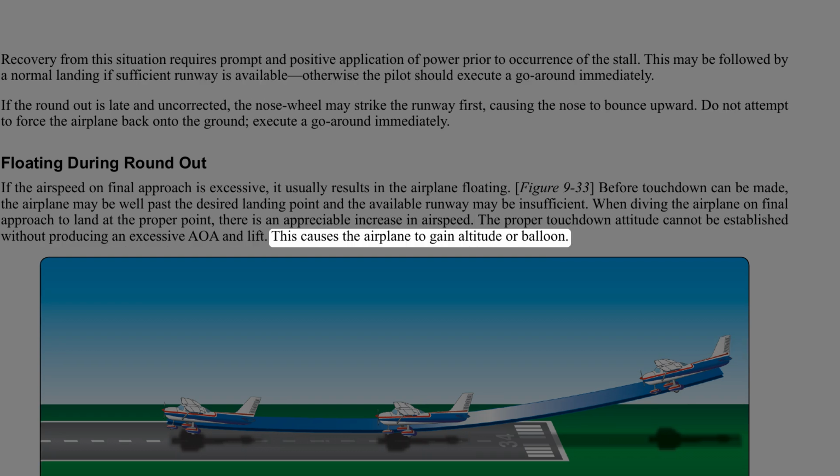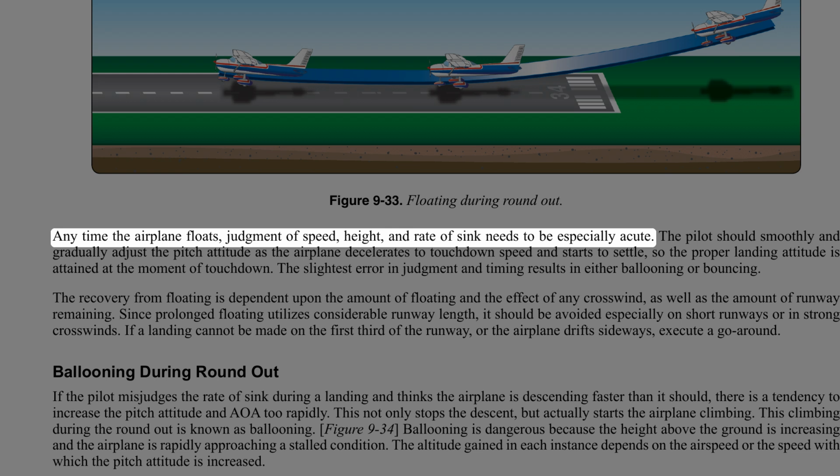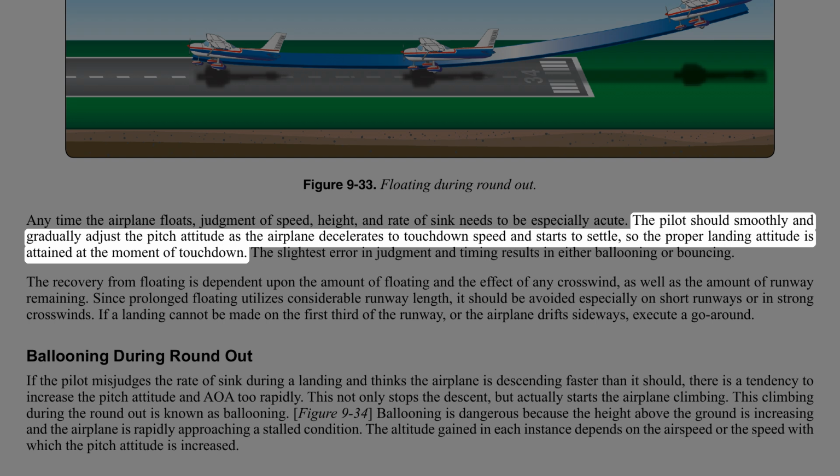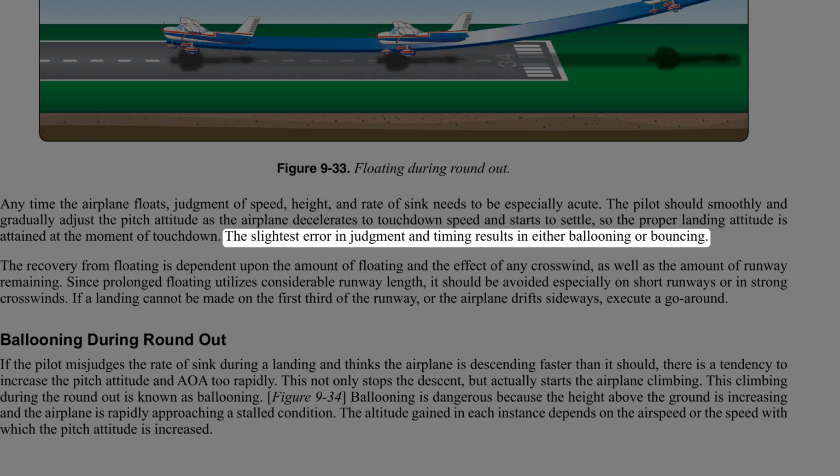The proper touchdown attitude cannot be established without producing an excessive AOA and lift. This causes the airplane to gain altitude or balloon. Anytime the airplane floats, judgment of speed, height, and rate of sink needs to be especially acute. The pilot should smoothly and gradually adjust the pitch attitude as the airplane decelerates to touchdown speed and starts to settle, so the proper landing attitude is attained at the moment of touchdown. The slightest error in judgment and timing results in either ballooning or bouncing.